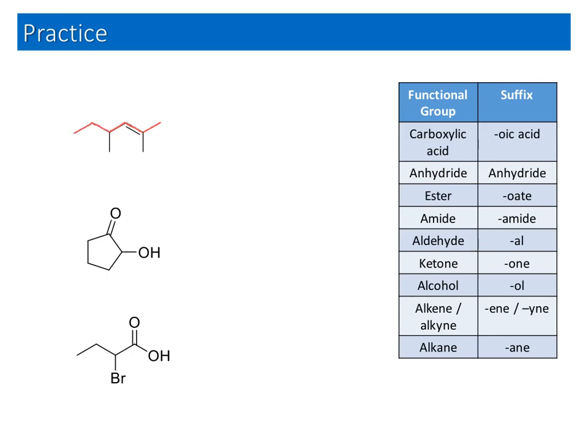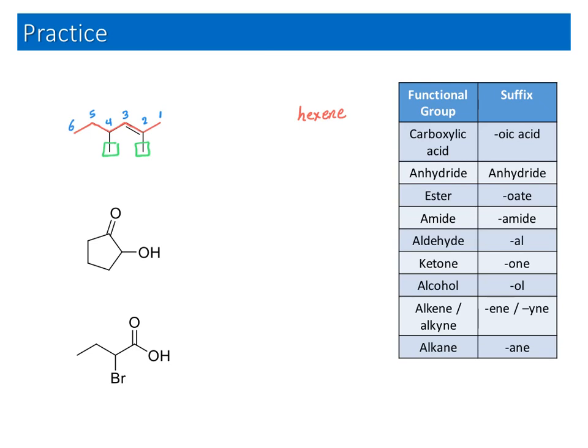Okay. So let's count the number of carbons. 1, 2, 3, 4, 5, 6. So the parent chain has 6 carbons, therefore it is hex. And instead of "ane", I need to use "ene", so this is hexene. Then I need to find the substituents, name them, and number the parent chain. So the substituents are 2 methyl groups, and I need to number the parent chain. So the best numbering pattern would be from right to left because it gives the lowest number possible to the first substituent.